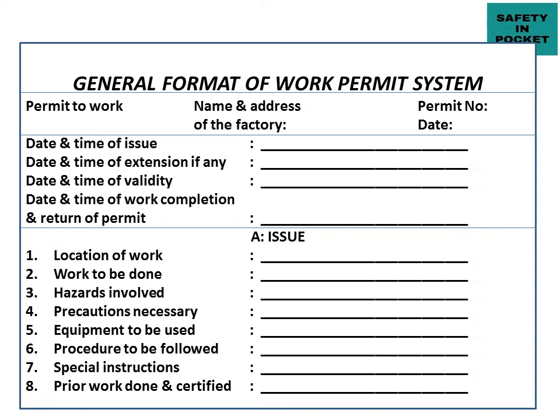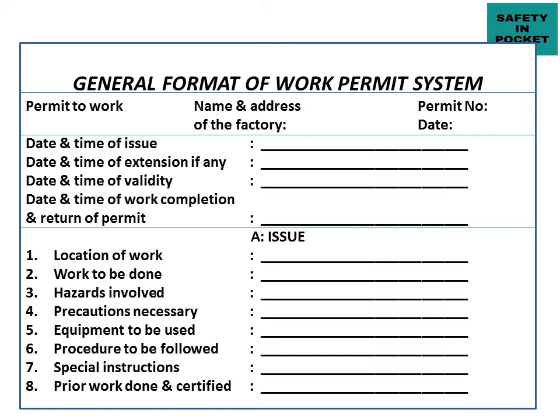So, permit to work: name and address of the factory in which we are taking the permit, permit number, and date and time of issue, at which time we are issuing the permit. Date and time of extension, if any: if the work is not finished during the given time and it is extended, then the time and date should be mentioned here. Date and time of validity, up to which time the work permit is valid. Date and time of work completion and return of permit: we have to mention the expected time within which the work will be finished.